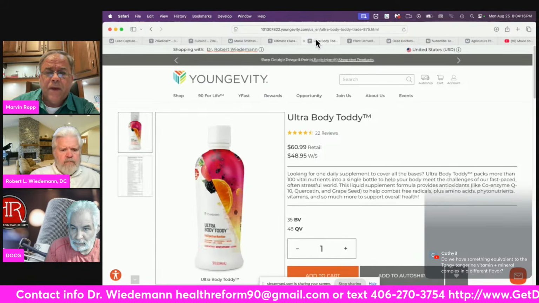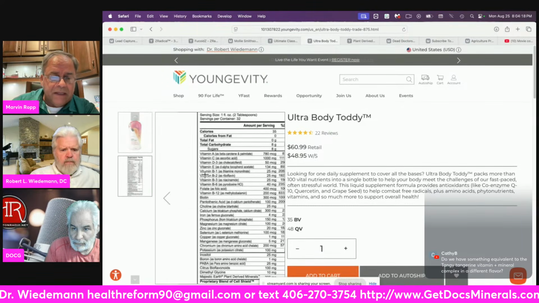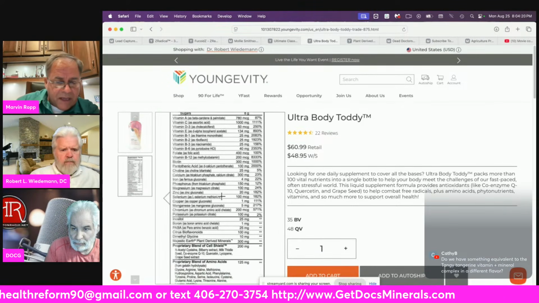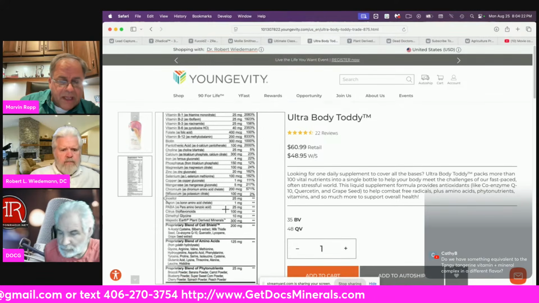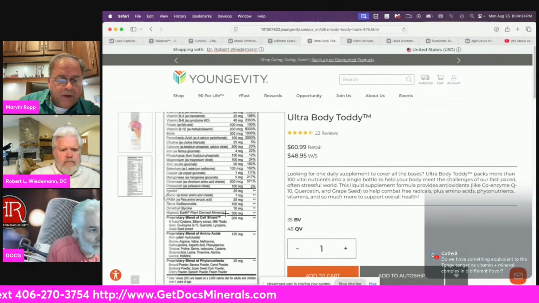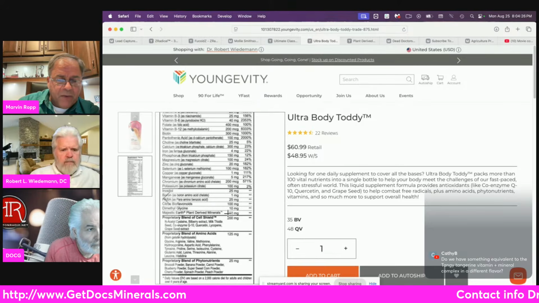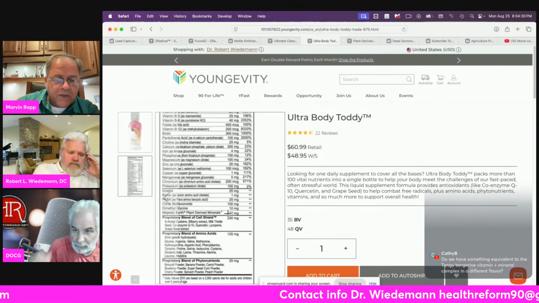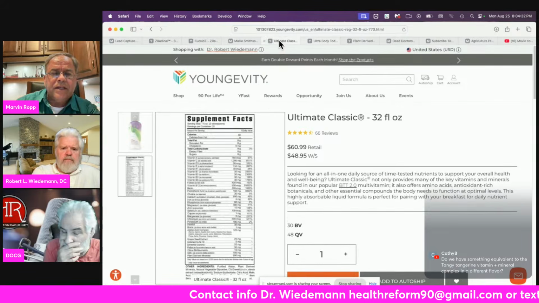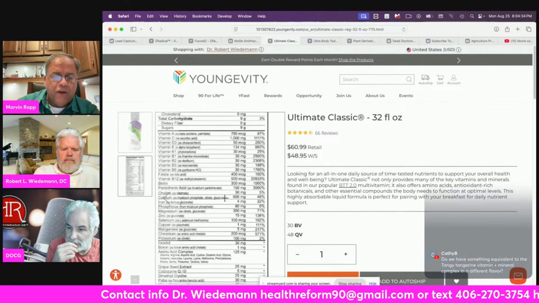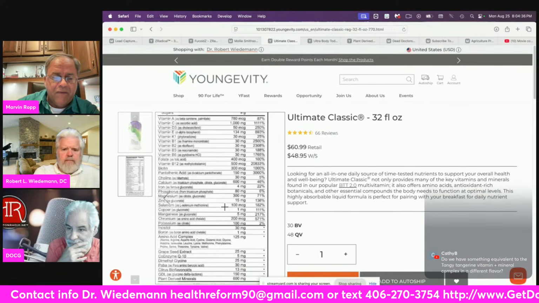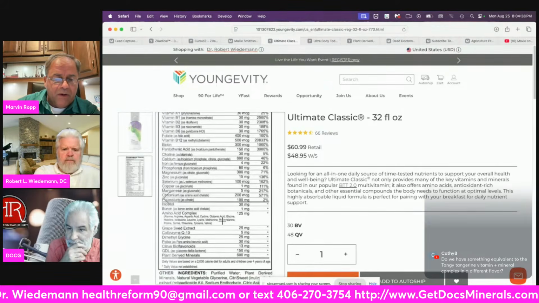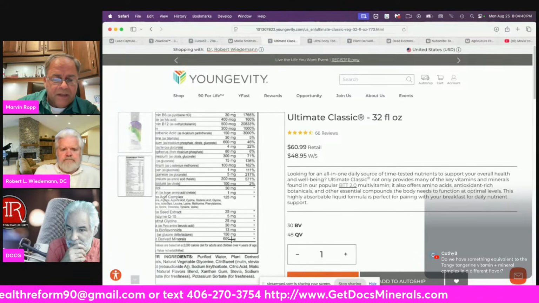Same thing with your Ultra Body Toddy. You got a similar concept here. And I'm not sure, yeah, it has 300 milligrams of plant-derived minerals. Not quite as much. Same price, but not quite as much. So your Ultimate Classic is actually, you get more for your money because it's $48.95. You get more for your money because you have more minerals in there. That's really the thing right there.